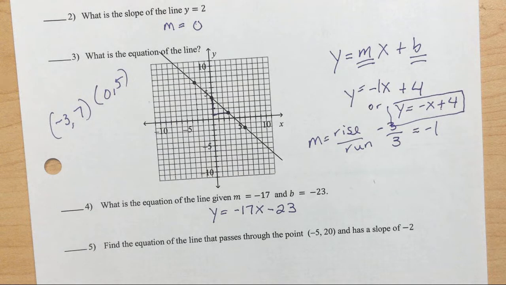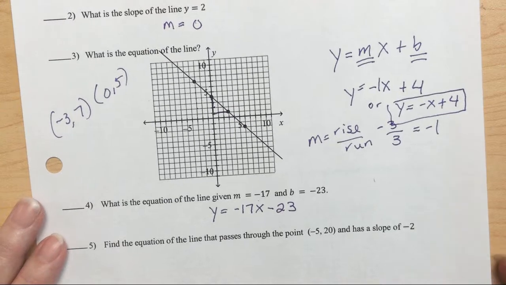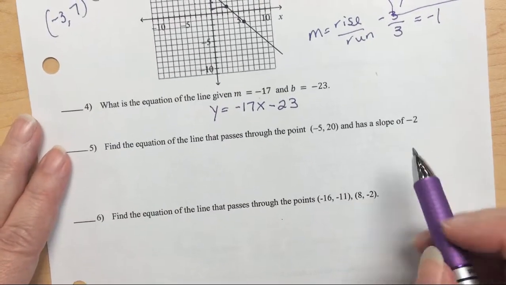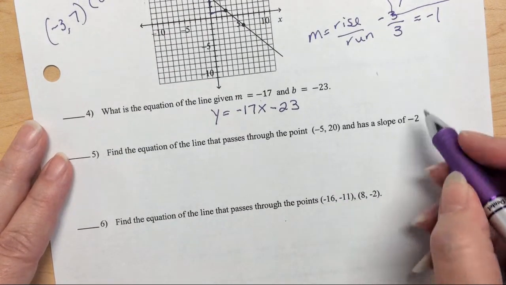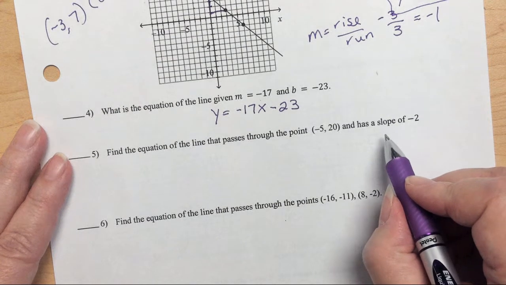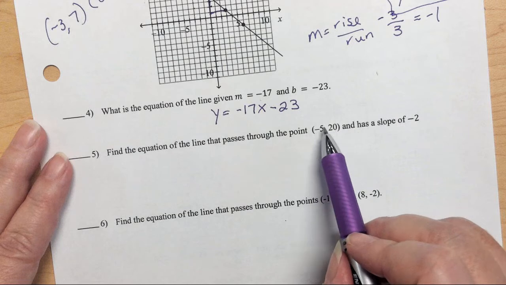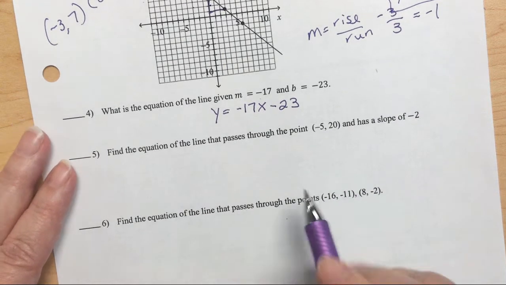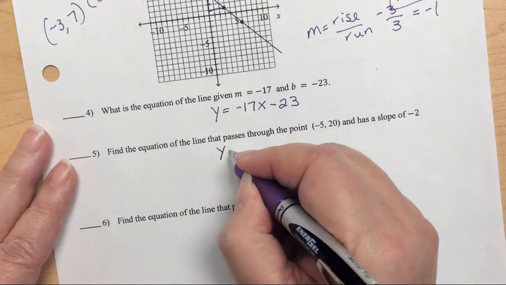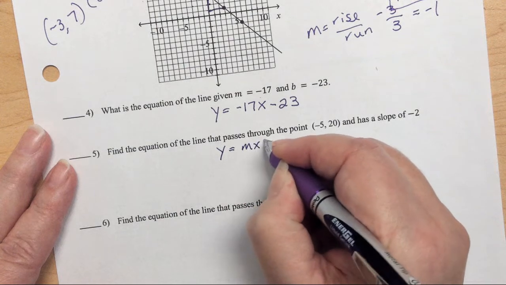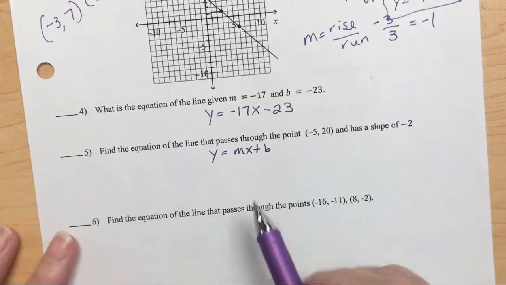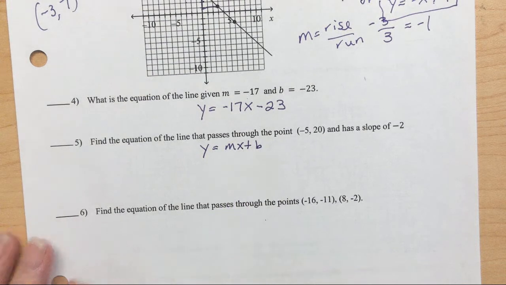Yes, it really is. All right, next, remember you have to take this and put it in your slope. You're going to put your slope as your negative 2, this as your point, and solve for the equation. And you always are starting with that y equals mx plus b. So take a moment and do number 5.